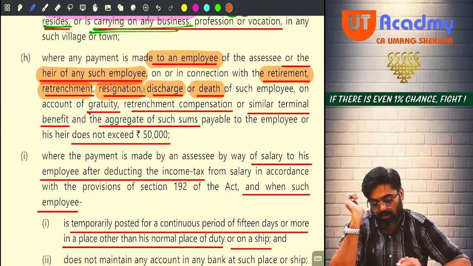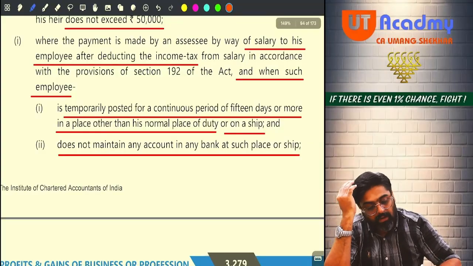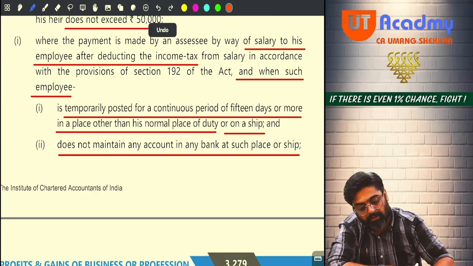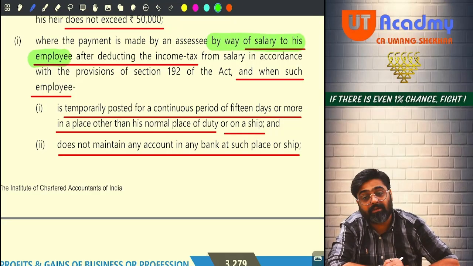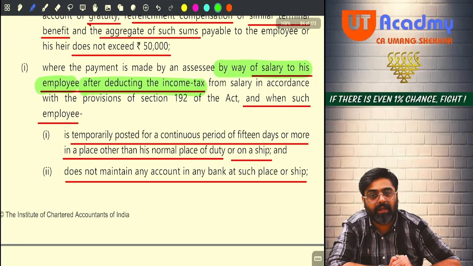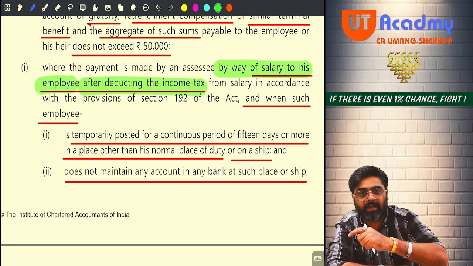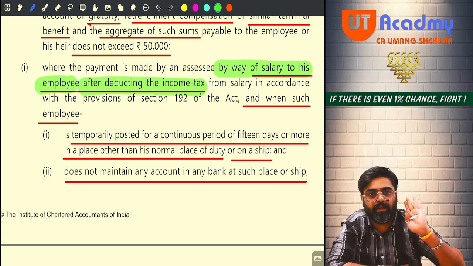Hello, sir. Very good. Now, where the payment is made by an assessee by way of salary. You are making a salary payment to your employee, and that salary you are paying after deducting the TDS. So can I say after tax salary you are paying? After tax means deducting the TDS and giving the net amount of salary to your employee. So pay the salary net of TDS.